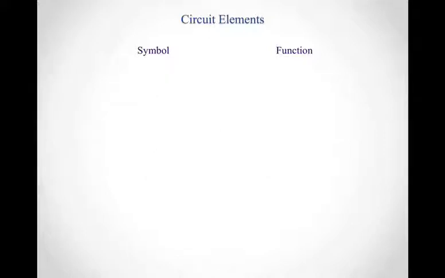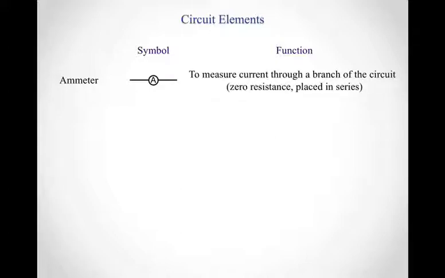So a couple final elements to introduce. The first two of these are measuring devices. So the first one's an ammeter. And an ammeter measures the current through a particular branch of the circuit.